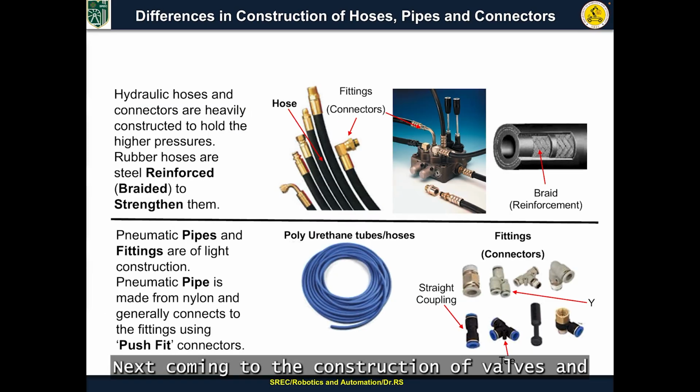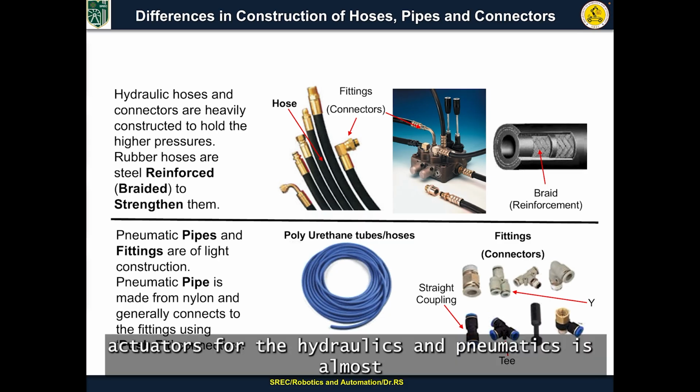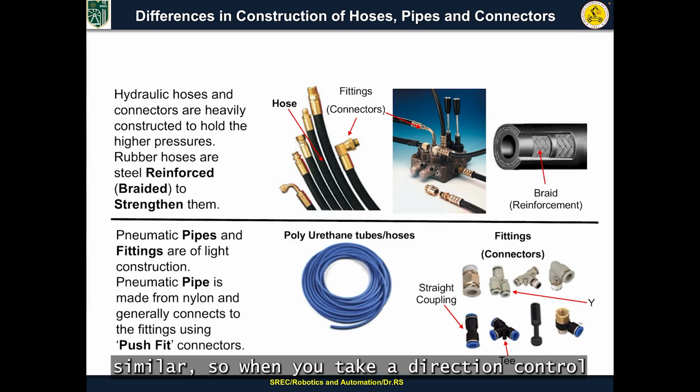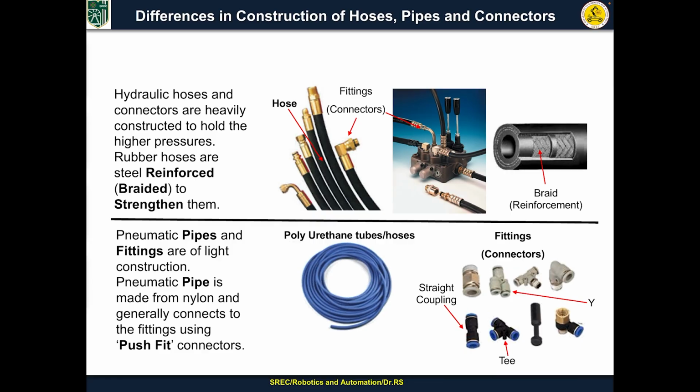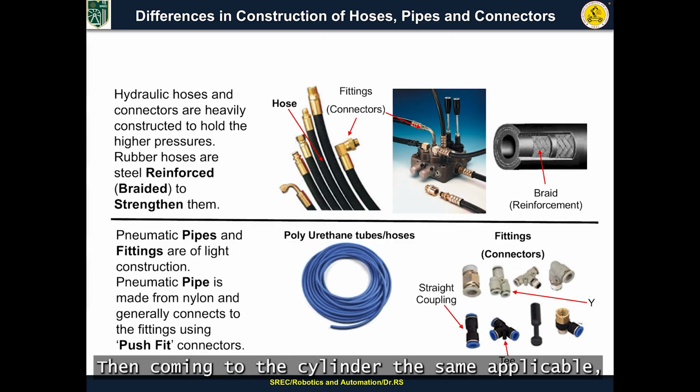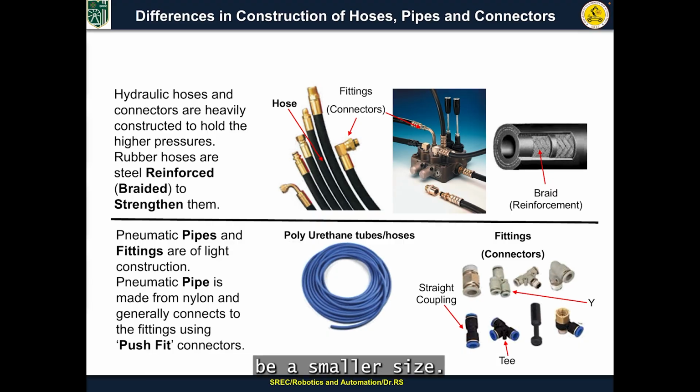Next, coming to the construction of valves and actuators for hydraulics and pneumatics, it's almost similar. When you take a direction control valve used in hydraulics and in pneumatics, both are similar in construction, but the size will be different. For hydraulics, it will be bigger in size. For pneumatics, the size will be smaller. Then coming to the cylinder, the same applies. A hydraulic cylinder will be of a huge size, and for pneumatics, it will be a smaller size.